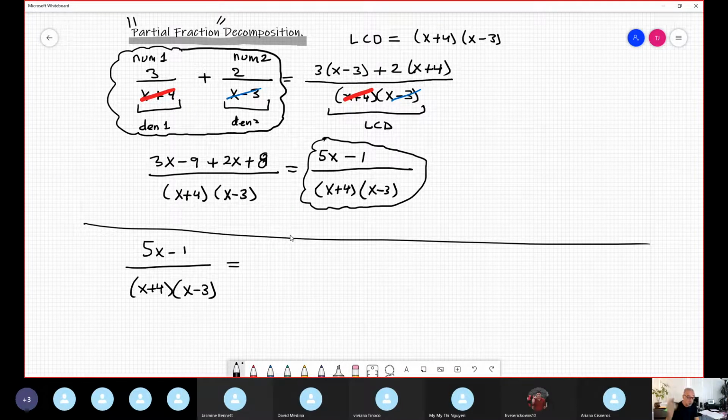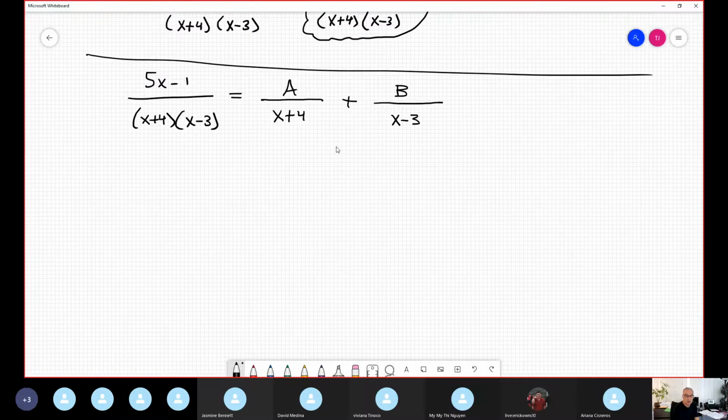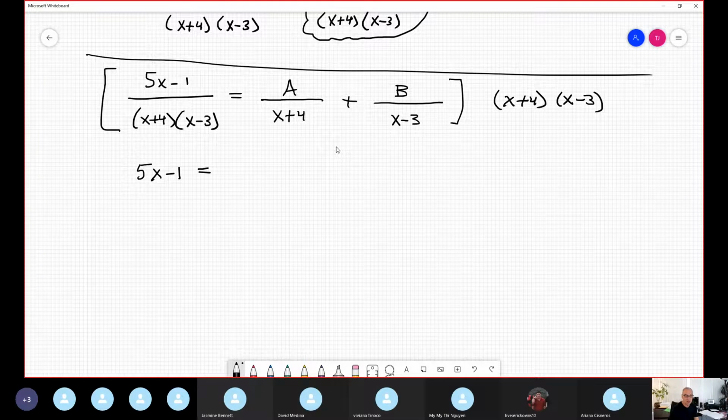So you don't know anything, and you are planning for that situation. Okay, the factors in the denominator are x plus 4 and x minus 3. You don't know the number here, so you put a letter, A, B. The common letters we use in this topic are A, B, C, D. The least common denominator is x plus 4 times x minus 3, and you multiply the whole thing by the LCD. On the left-hand side, we have only 5x minus 1, because x plus 4 is cancelled and x minus 3 is cancelled.